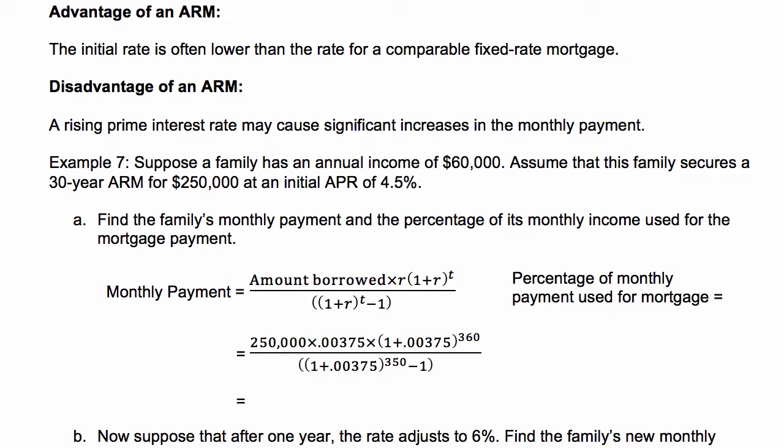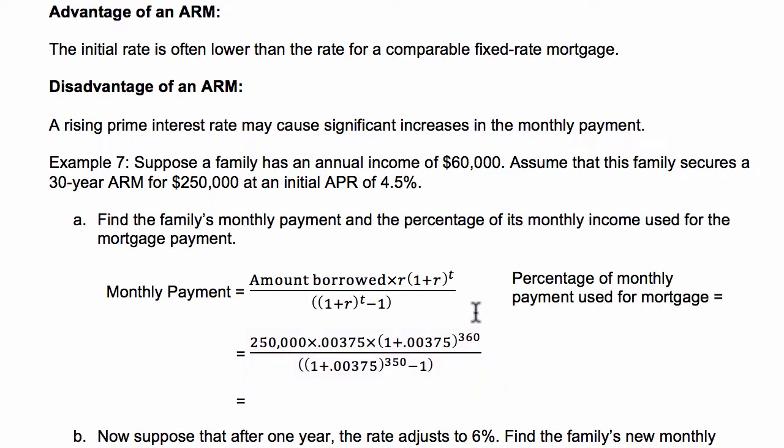To find the monthly payment, we will use the monthly payment formula found at the beginning of this section. Notice the amount borrowed is $250,000. R, the monthly interest rate, is 0.045 divided by 12, or 0.00375. Finally, T, the term of the mortgage in months, is 360, because this is a 30-year mortgage and there are 12 months in a year. 30 times 12 equals 360.